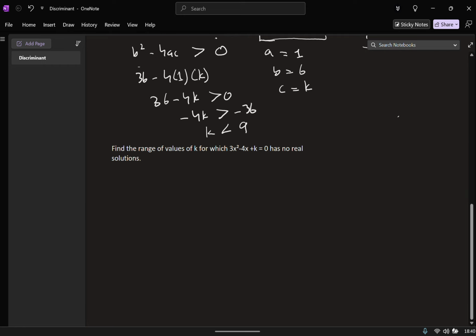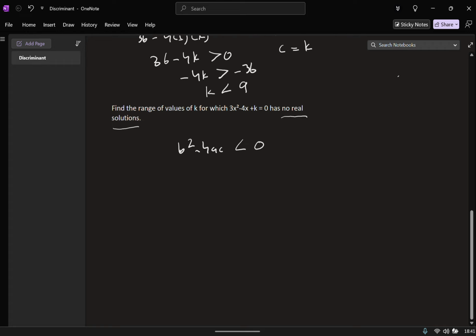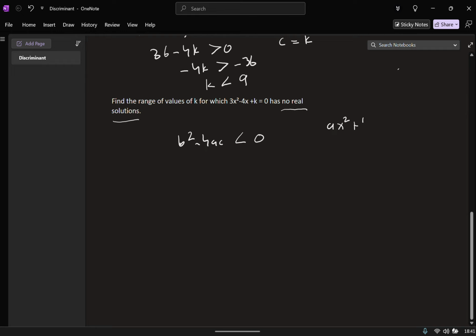Then we have the range of values for which 3x squared minus 4x plus k has no real solutions. Now what does this tell you? No real solutions means the discriminant is going to be negative. So b squared minus 4ac is less than 0. Let's again write down the equation if you've forgotten it, and now you can quickly compare. So a equals 3, b equals minus 4, and c equals k.